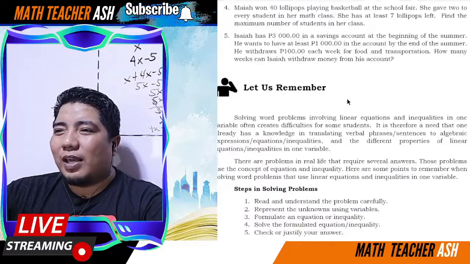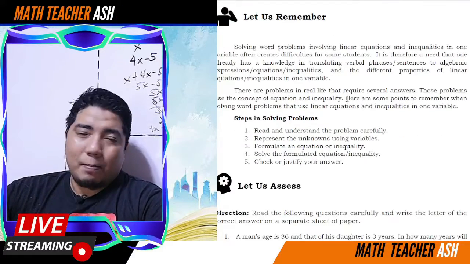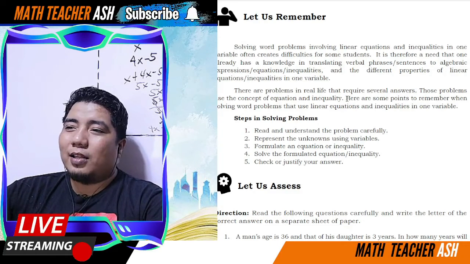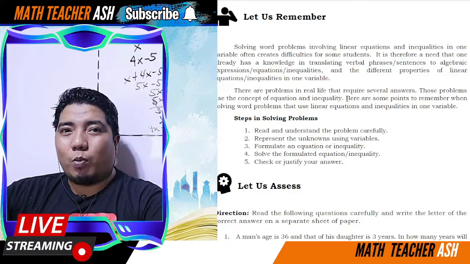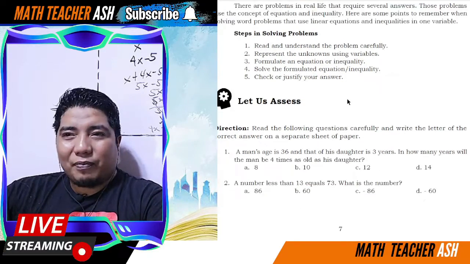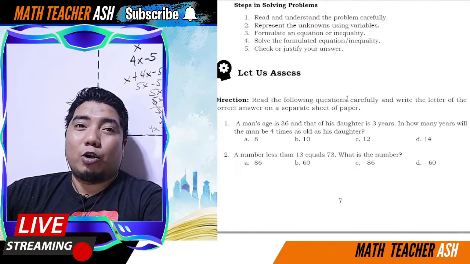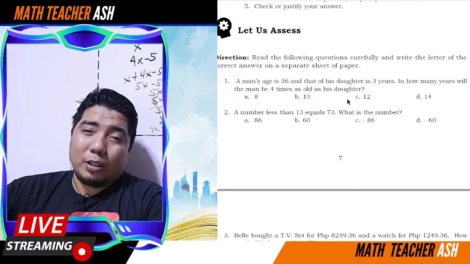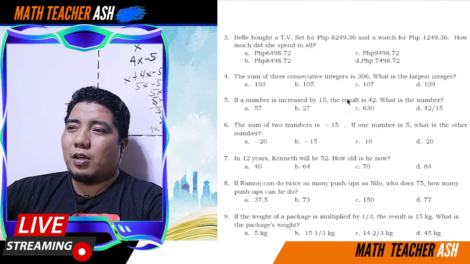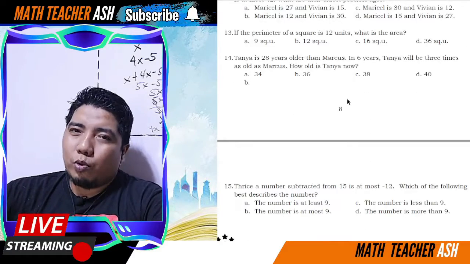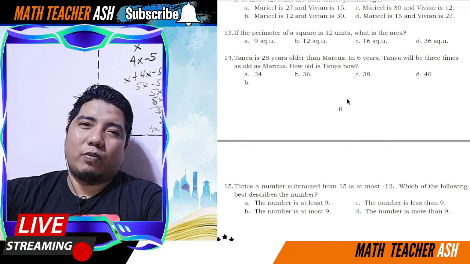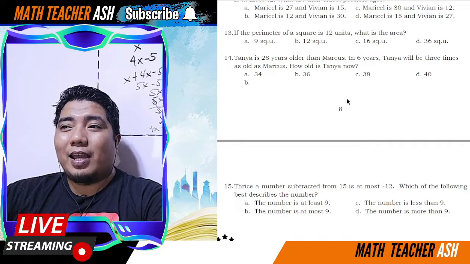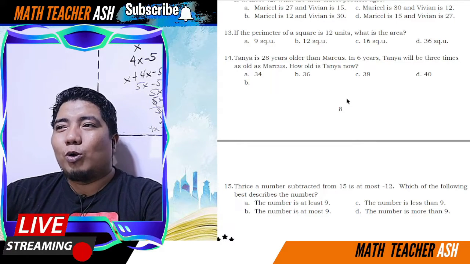And then after that, we have the Let Us Remember. Remember the steps in solving problems: understand, then represent, then formulate, then solve, and then check whether your answers are correct. After the generalization, you now have your post-test, the Let Us Assess. These are multiple choice questions, 15 questions. Do your best in solving these questions, because the module assumes that you have learned the lesson about problem solving.